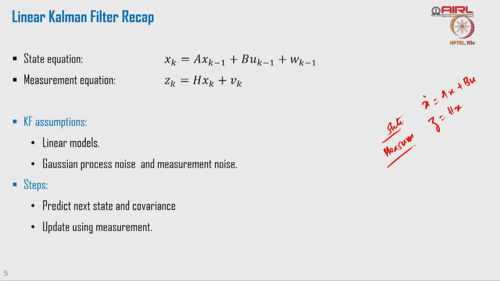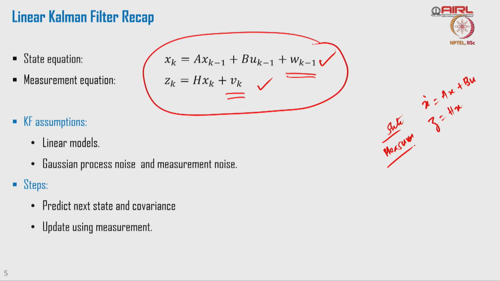Okay. Now, for discrete Kalman filter, we discretize this system in this form. Then we were having process noise and measurement noise, and this was the entire system representation which was dealt with by Kalman filter. Kalman filter assumes linear models and it assumes Gaussian process noise and measurement noise. So, these terms represent process noise, and this term represents measurement noise.